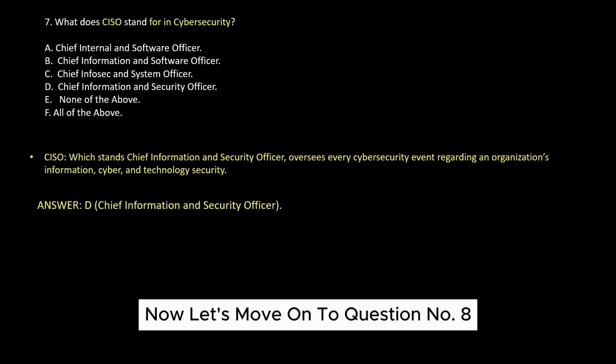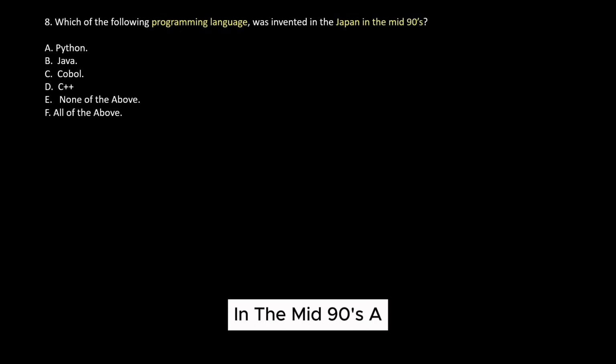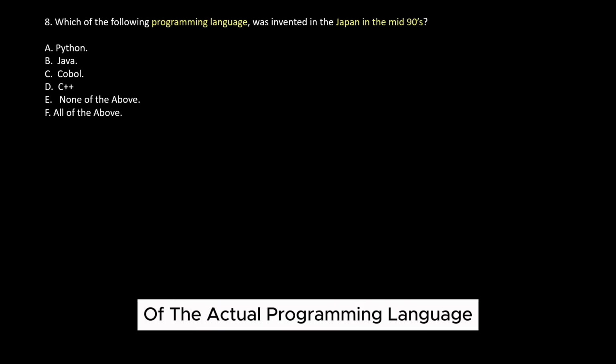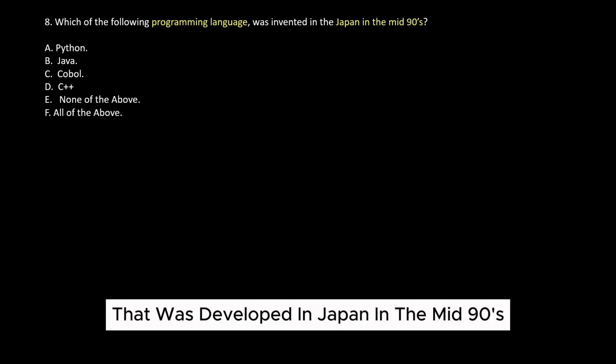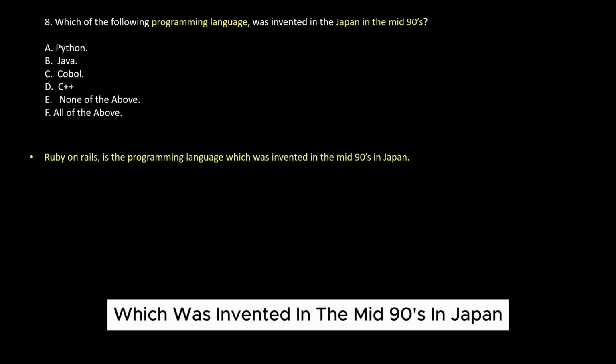Now, let's move on to question number 8. Question number 8. Which of the following programming languages was invented in Japan in the mid-90s? A. Python. B. Java. C. COBOL. D. C++. E. None of the above. F. All of the above. So let's have a definition of the actual programming language that was developed in Japan in the mid-90s. Ruby on Rails is the programming language which was invented in the mid-90s in Japan.